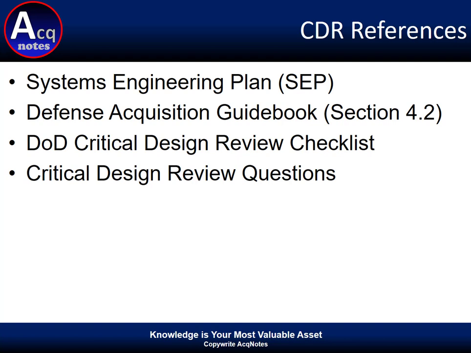The second is the CDR section of the Defense Acquisition Guidebook, section 4.2. This gives a good overview of what a CDR needs to accomplish and how to accomplish it. Other references that can be utilized are the DoD Critical Design Review Checklist and the Common CDR Questions. Both of these documents are very useful for conducting a successful CDR. All these references are located at the bottom of this tutorial.